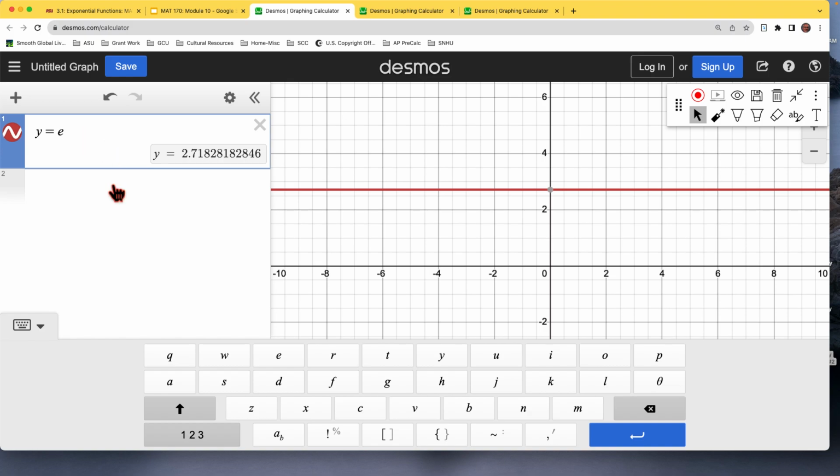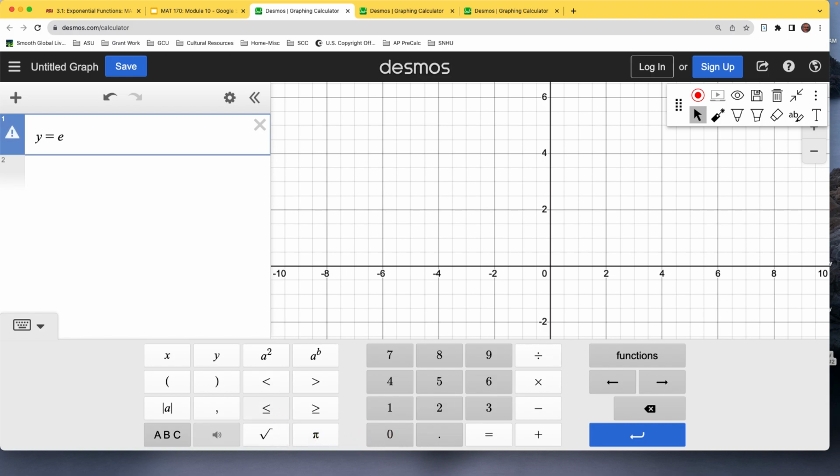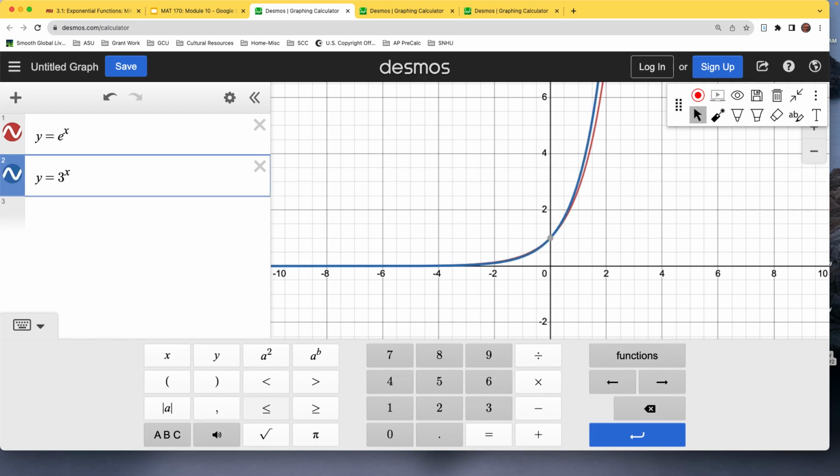But since we're doing exponentials, we typically, where's the exponent key? Do it this way, to the x power. And as I said, it's very similar to 3 to the x power. They're very close, but 3 to the x power will increase faster because they are a little different. Just think of e as close to 3, but somewhere between 3 and 2.